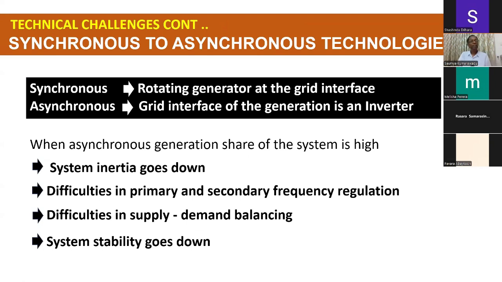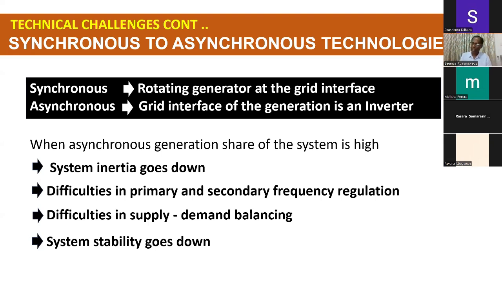Right. First technical challenge, I will talk on renewable energies are asynchronous generation. In synchronous generation, the grid interface is a rotating generator. But in asynchronous generation, grid interface is an inverter. Solar power plants, you know that the DC power is converted to AC by an inverter. Then grid interface is an inverter.